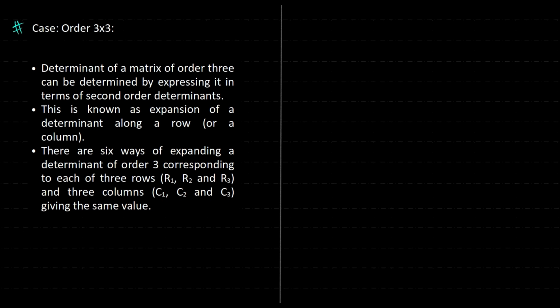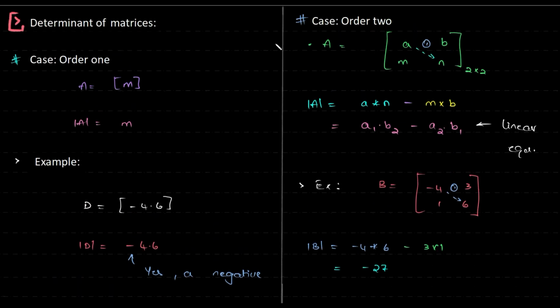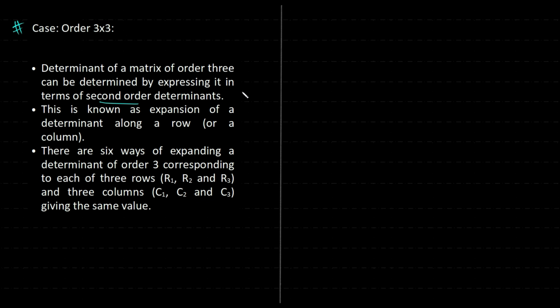Now the difficult one. This will take some time. So I want you guys to listen to everything carefully and learn everything. Every bit is important. So determinant of a matrix of order 3 or more, to be honest, can be determined by expressing it in terms of second order determinants. So what we saw was a second order determinant. That is, we will break it down to second order determinants. So basically something to do with 2 by 2.